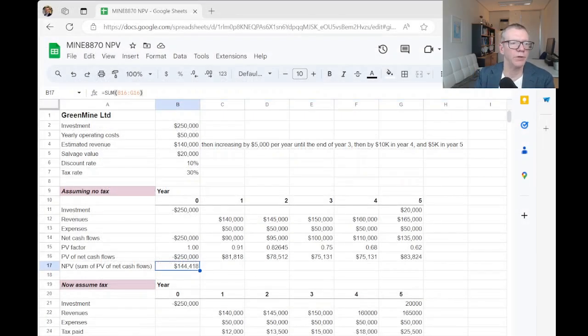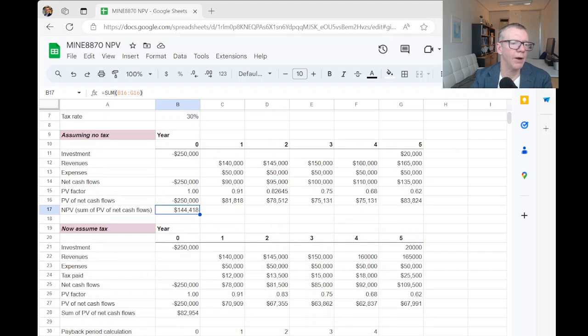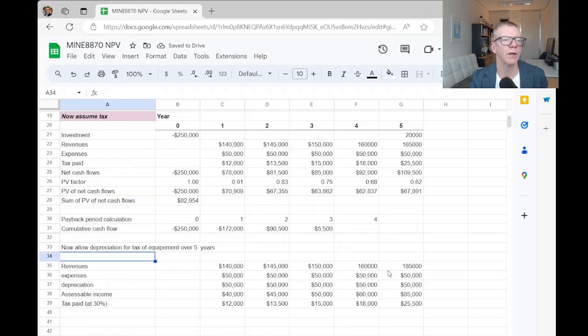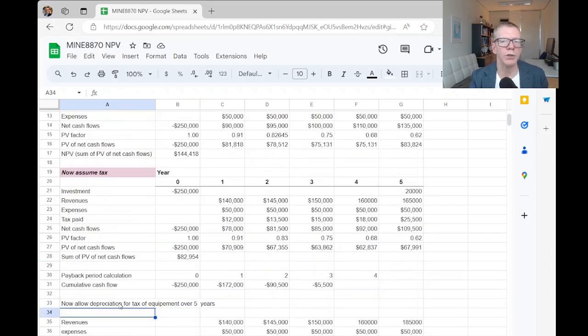We get the NPV of 144,400. If we're introducing tax, then the tax is going to be, assuming that we're allowed to depreciate our asset over 5 years. Let me just pop the 5 years in here so that that's clear. If tax allows us to depreciate our asset over 5 years, then we need to incorporate the actual cash flow impacts of the tax that we're going to be paying. So I'll put tax calculation.